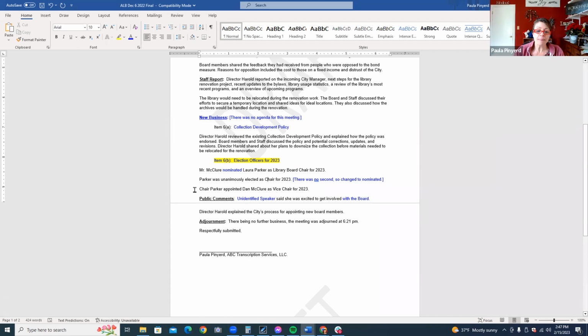So Vice Chair or Chair should both be capitalized, excuse me. And then this is another unusual one because they elect their chair, and then in this board, the chair just appoints who the vice chair is. There aren't elections for both. The chair was nominated and elected, and then the chair appointed who their vice chair was going to be. So that's a couple of different ways that we handle election of officers.